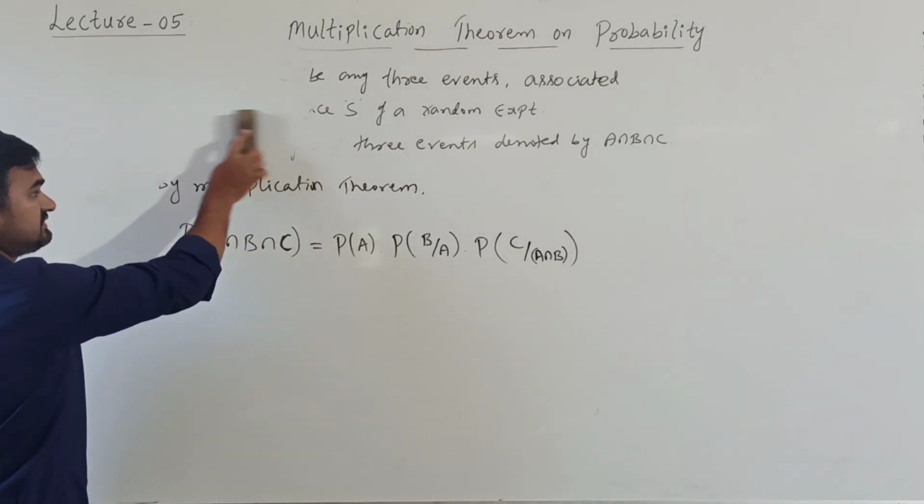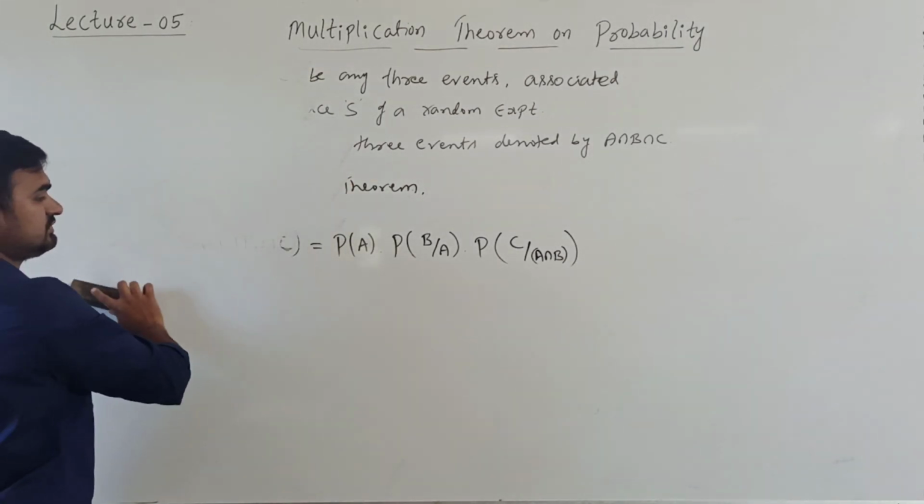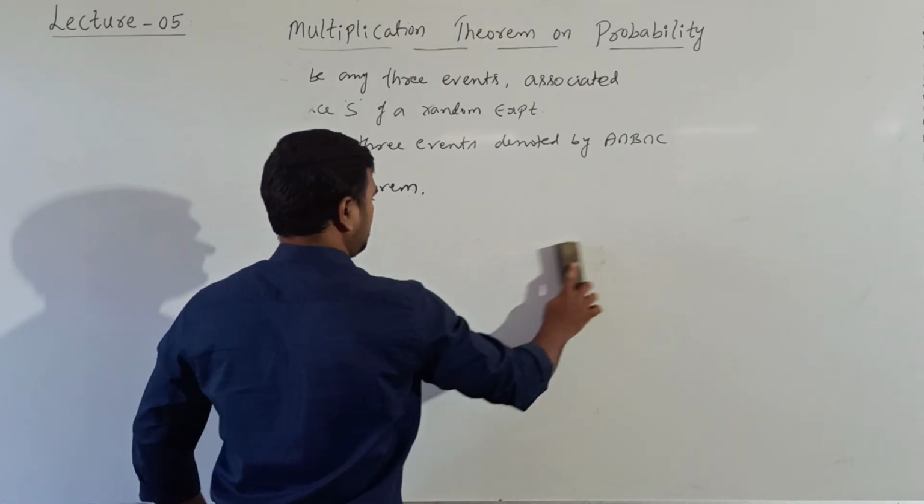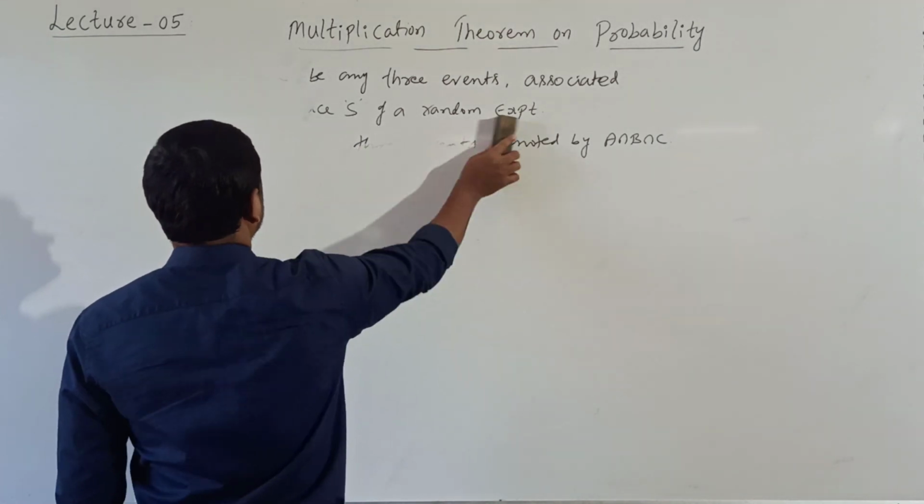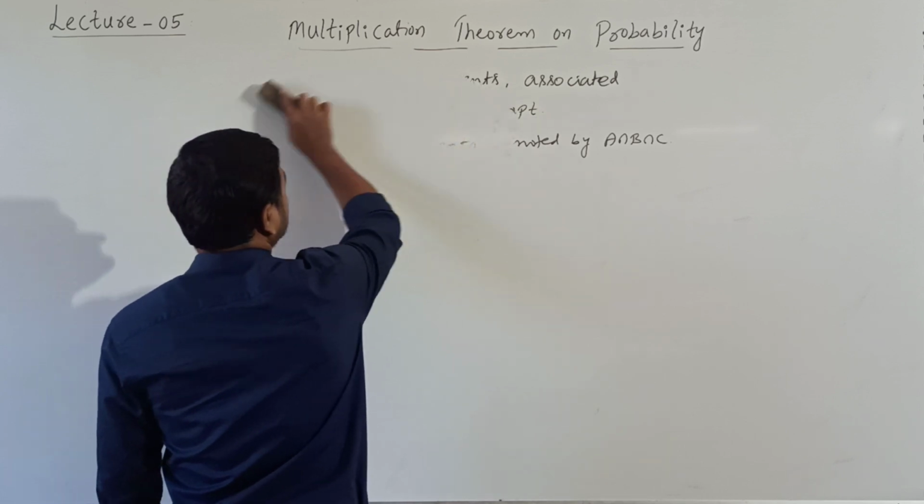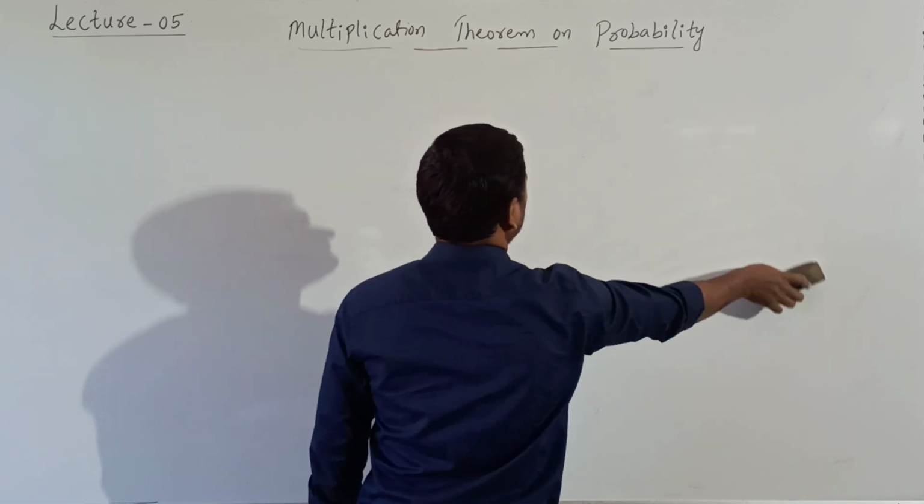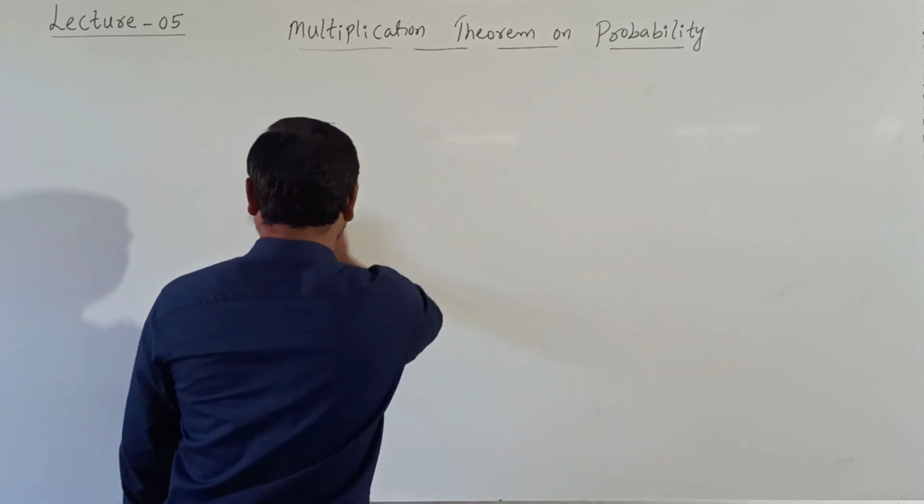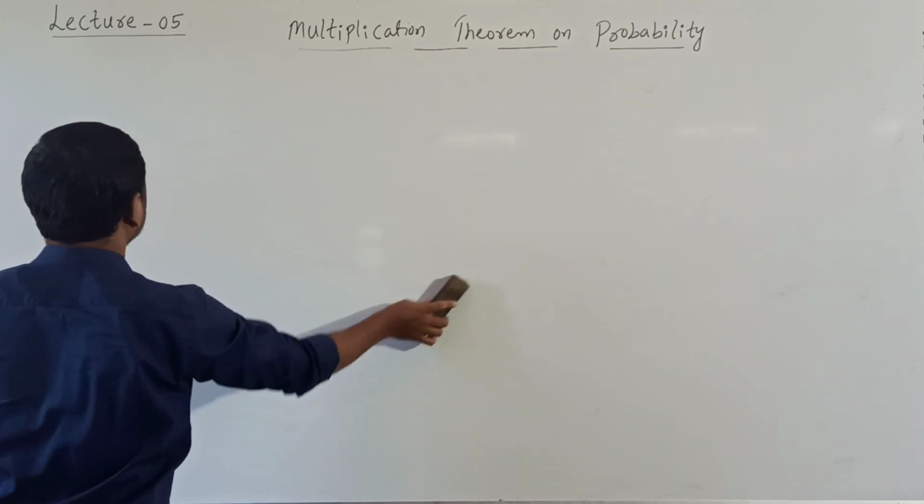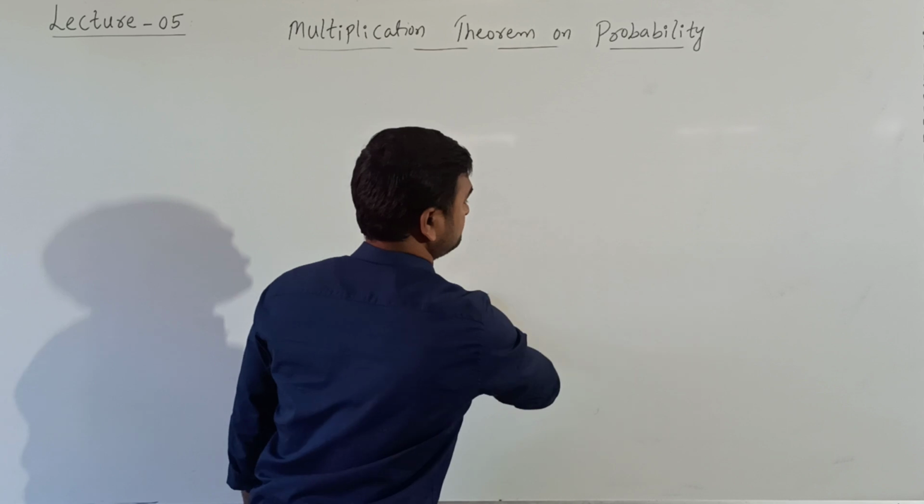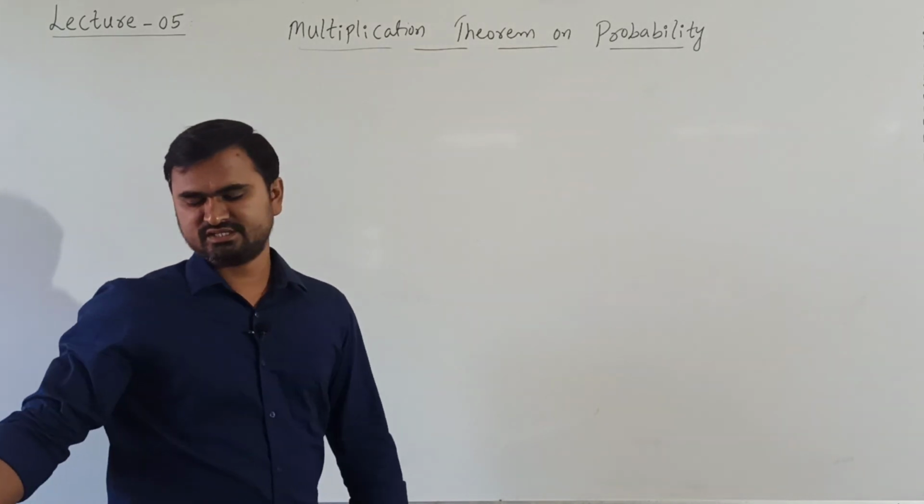For two events we have already seen, and the same we are extending to any number of events. Now we will see an example based on this. If we have three events, let us take the example.